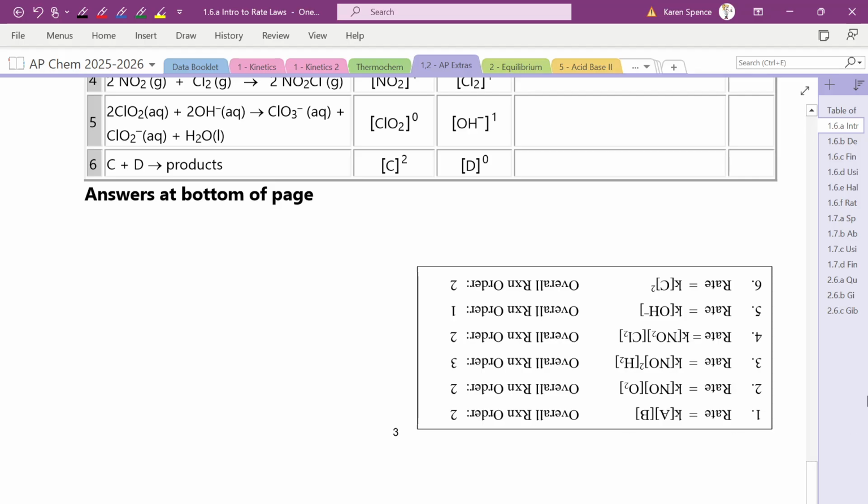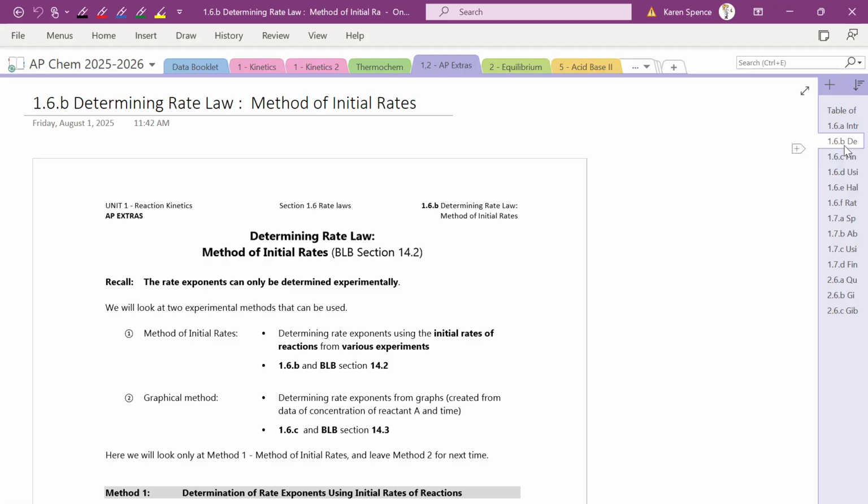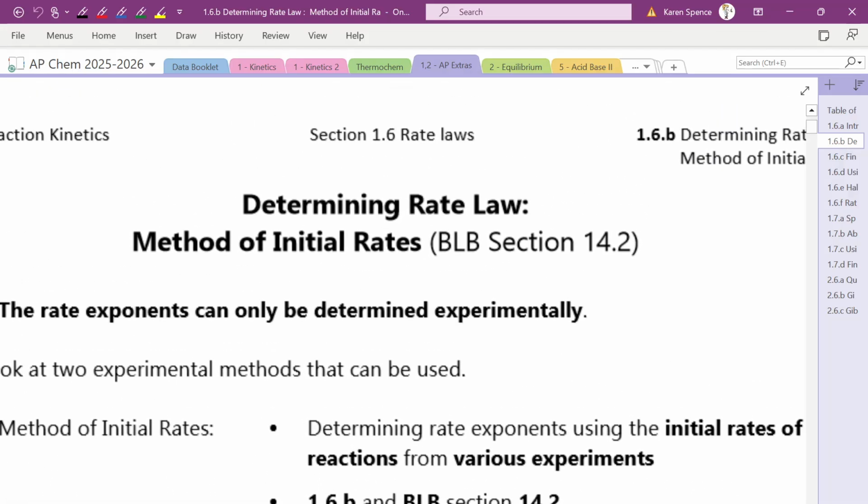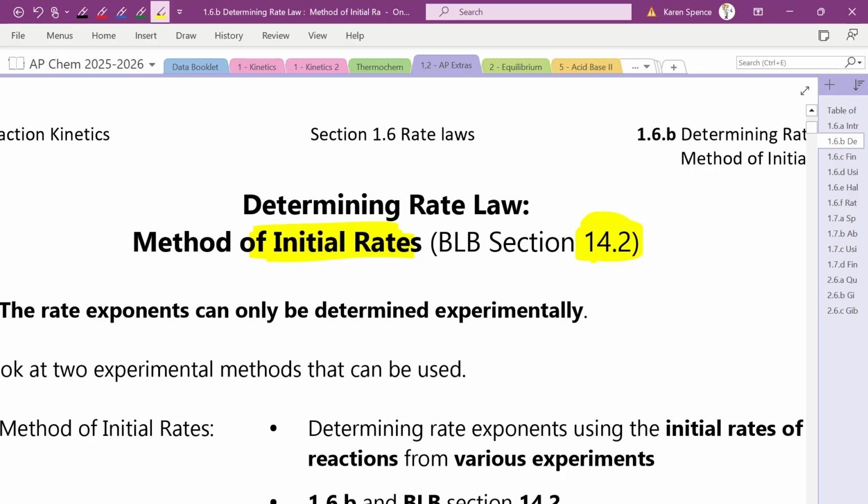All right, so how do we experimentally determine these coefficients? That's where we're going next, and this is determining rate law. If you're interested in reading about it in the big black book, this is section 14.2. This is called the method of initial rates. What does initial mean? The rate at the very beginning.